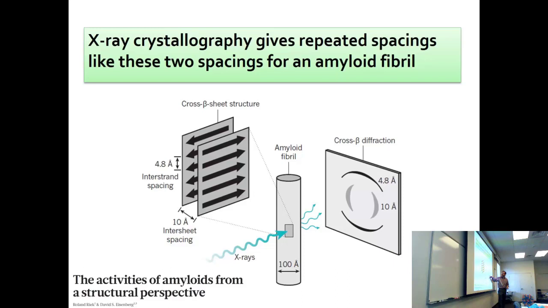And you actually have a 10 angstrom reflection and a 4.8 angstrom reflection. From that, they were able to figure out, oh, these are beta sheets with a 4.8 angstrom spacing between the arrows and a 10 angstrom spacing between the sheets. These are the kind of clues and the ways you can use X-ray diffraction data to determine structure. And I like this because it shows it really clearly. This is usually under the hood, so to speak.